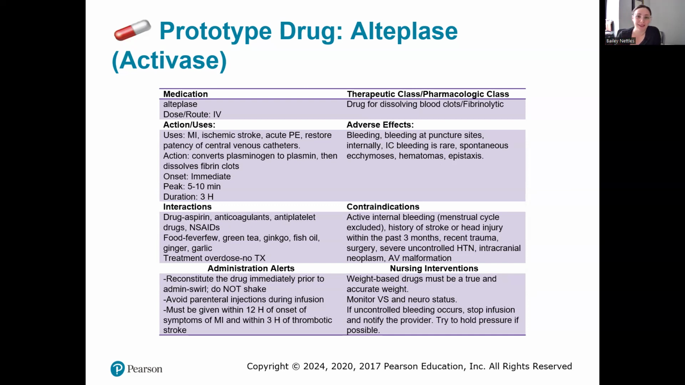So, contraindications: active internal bleeding. If you're actively bleeding, we're not going to make you bleed more, right? Menstrual cycles are excluded. For some reason, they need to put that.